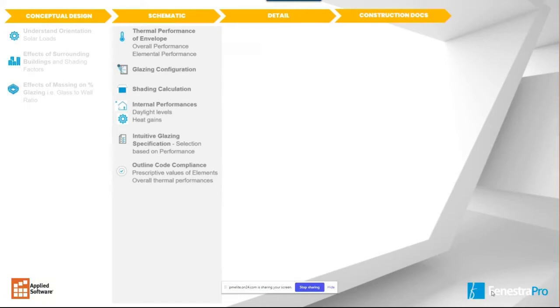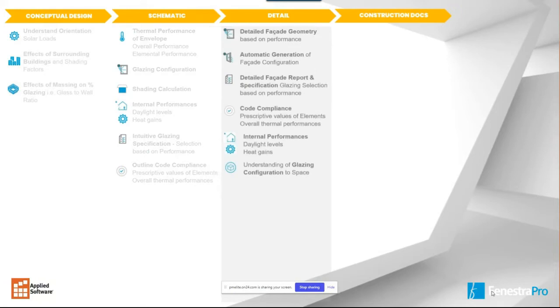And then as we move into schematic, we're starting to look at things in more detail. Certainly internal performance around daylight and solar heat gains, and the thermal performance of different elements of your building, your walls, your glazing, your roofs and floors, in really simple terms. But we might start looking at outline code compliance and what that will mean for the wall to window ratio of the building, and how that's going to drive my aesthetic design. Likewise with shading, what kind of shading devices may I use? What kind of impacts are they going to have on my heat gains, thereby reducing my cooling loads? But they may also kill your natural daylighting.